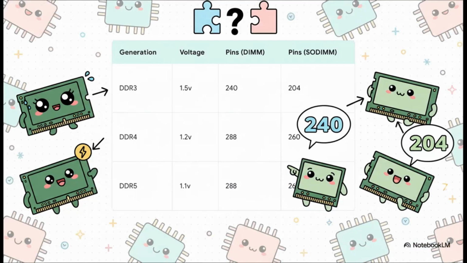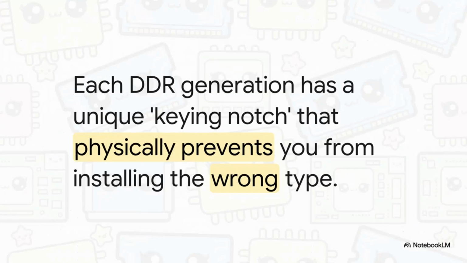And you can see this evolution right here in the numbers. Just look at that voltage column. It drops steadily from 1.5 volts for DDR3 all the way down to just 1.1 volts for DDR5. You'll also notice the number of pins, those little gold connectors, changes between generations. And that brings us to a really important point about compatibility. Now, this is just a brilliant bit of engineering. You literally cannot install the wrong generation of RAM into a motherboard.